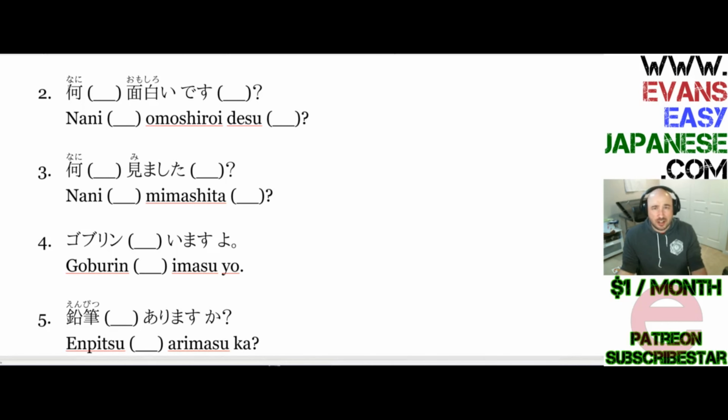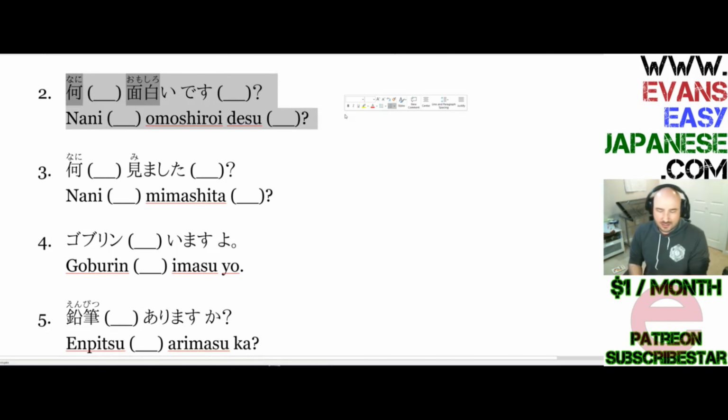Number two, sorry to all my viewers out there. Who wants to read this one? You can either say blank or add in the particles. Do you want to read it with a blank or add in particles? I'm going to add in the particles. Let's go for it. Nani o omoshiroi desu ka? You got the ka right. The O doesn't make any sense. What are we going to interesting? You're a dick. You could have told me. Ga would be the best particle.